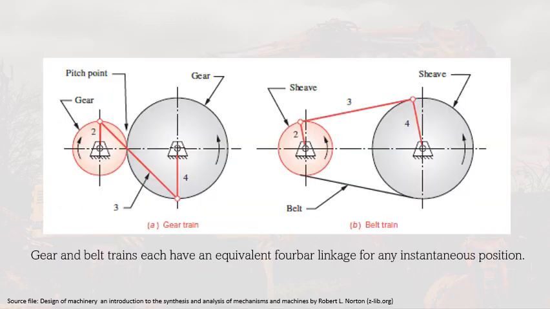Both rolling cylinders and belt or chain drives have effective linkage equivalents as shown here in this presentation. These effective linkages are valid only for one instantaneous position, but nevertheless show that these devices are just another variation of the 4-bar linkage in disguise.